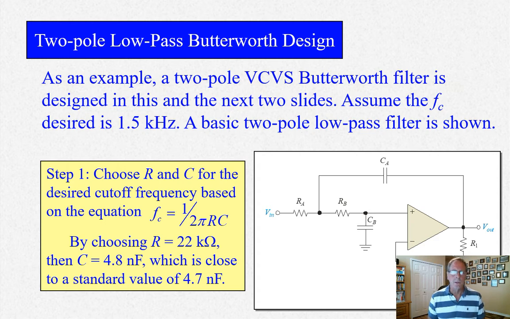Okay, so remember last week, the last lecture, what we did is we determined the resistor value and capacitor value of 22K and 4.8 nanofarad for a 1.5 kilohertz cutoff frequency. So you work this 1 over 2 pi RC formula for that. Choose R as 22K, and then you solve for C at 4.8 nanofarad. So the standard value is 4.7 nanofarad. So we put those in there.